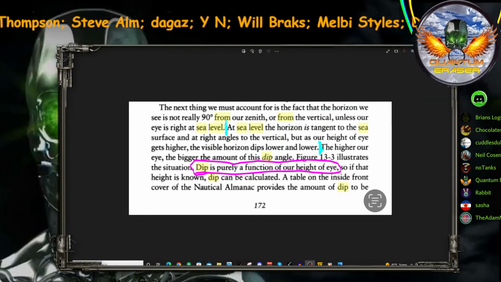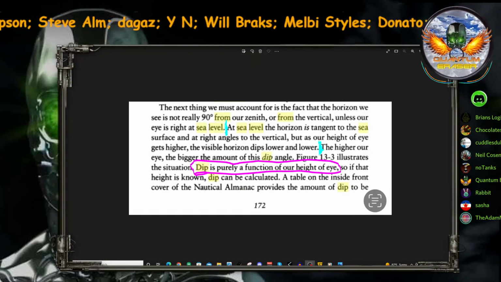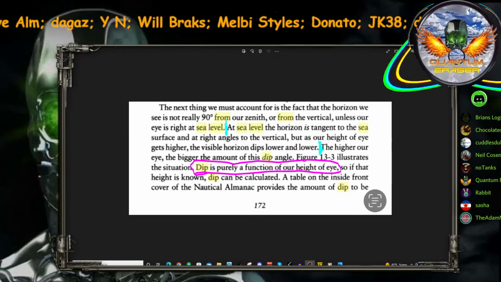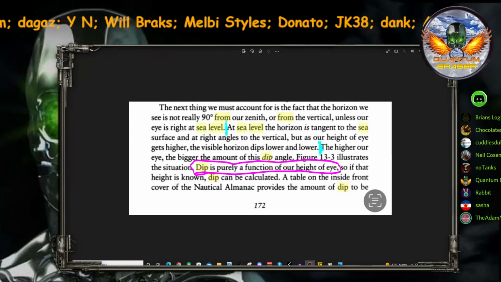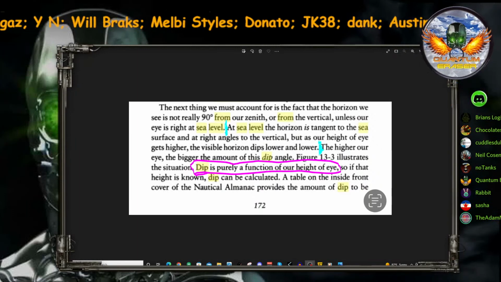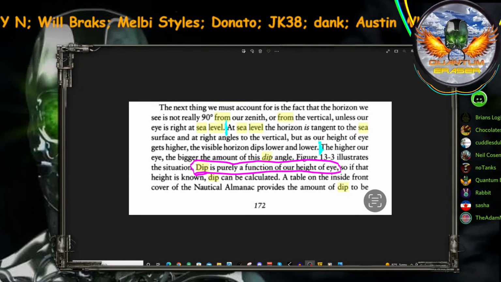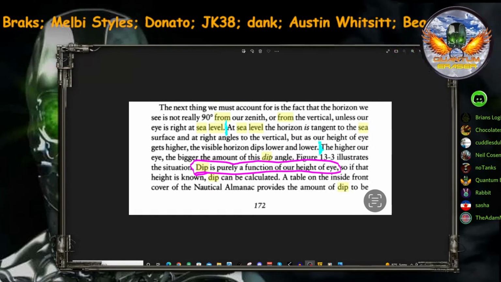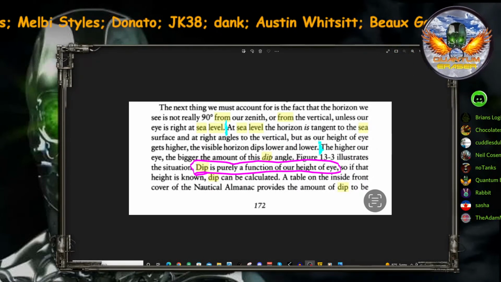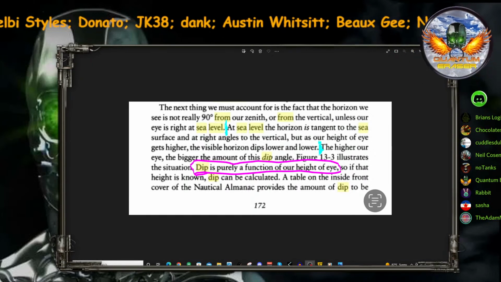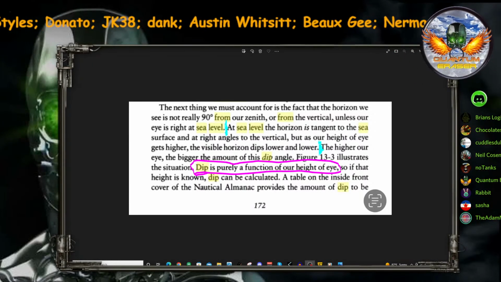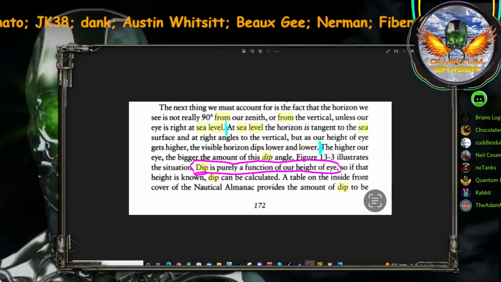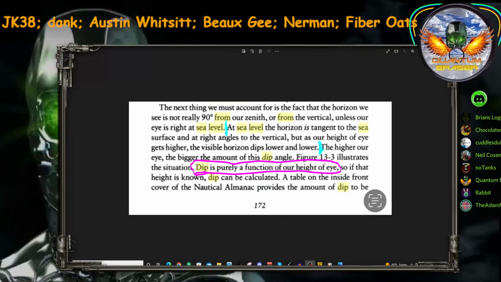The bit where you've got the blue line: at sea level, the horizon is tangent to the sea surface and at right angles to the vertical, but as our height of eye gets higher, the visible horizon dips lower and lower. So that statement is a confirmation of a geometric realignment to define a horizontal at 90 degrees to where your feet are. Then it says the higher our eye, the bigger the dip angle, which I would concur with.